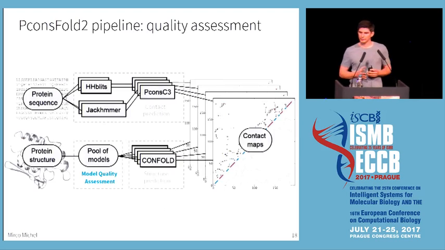And now let me get to the most important part of this approach, which is how we assess the quality. So now we have models. For every family, we have a pool of models, and we want to rank them. And we also want to say how good the best of these models is if we don't know the answer. So we want to have some reliability score on this.